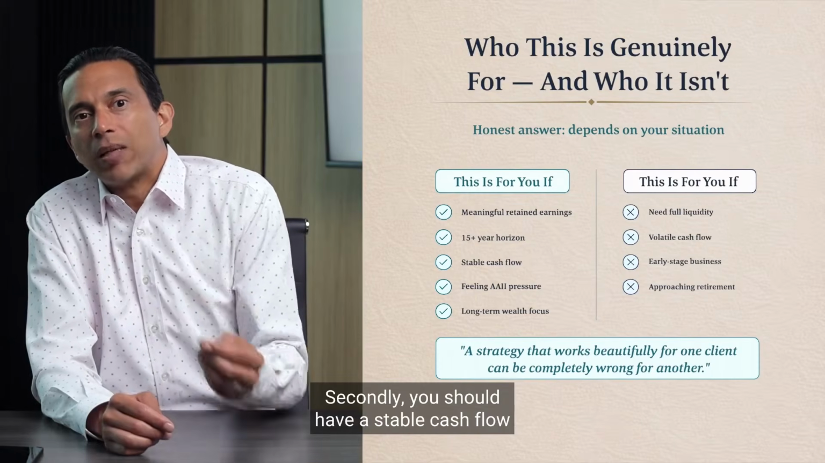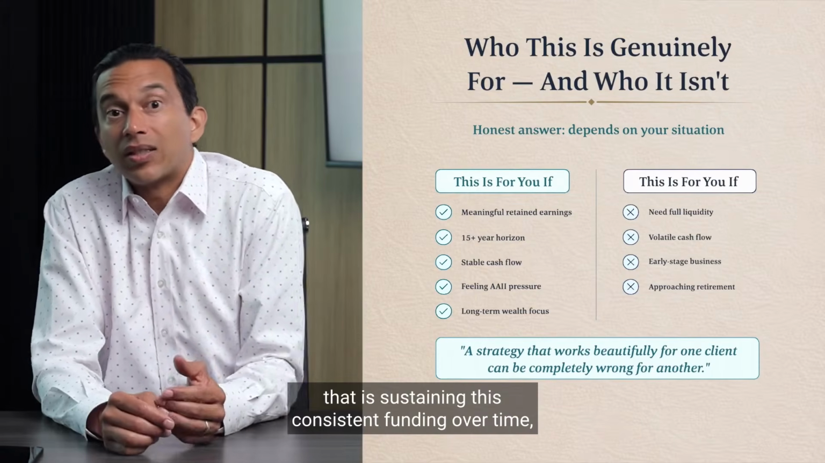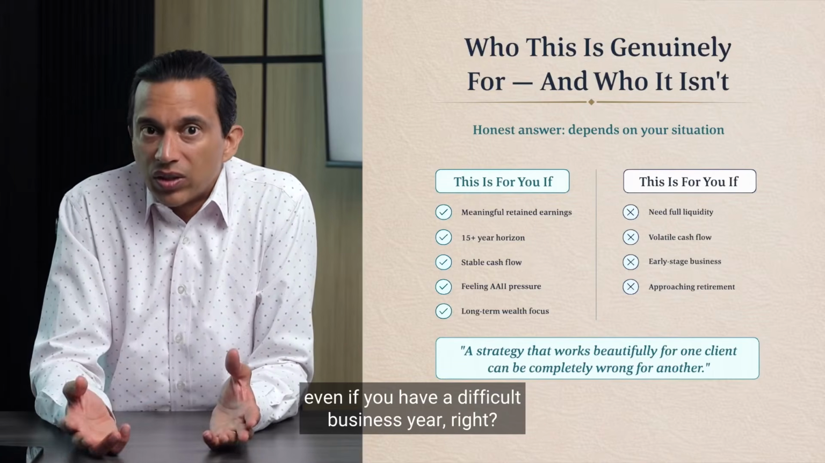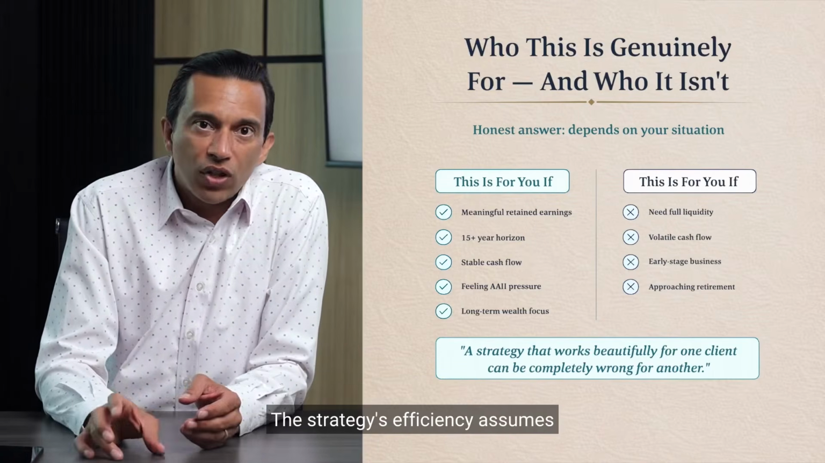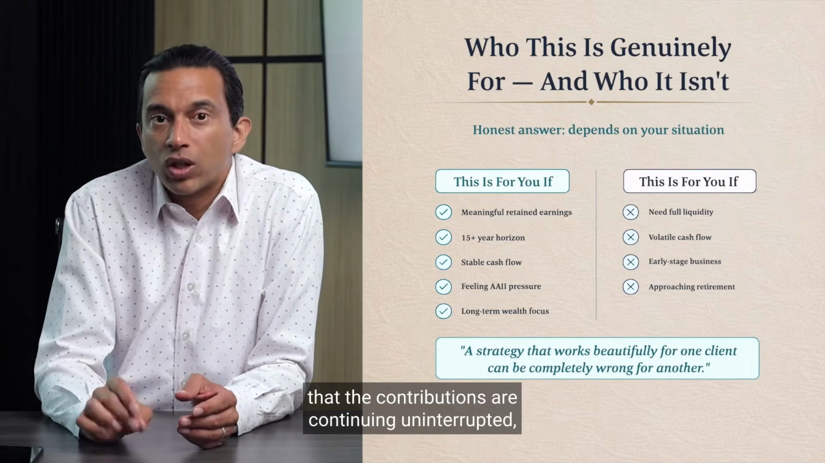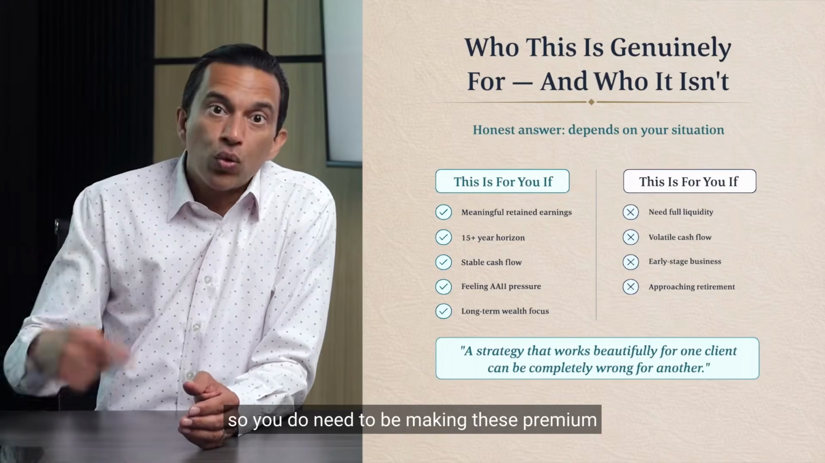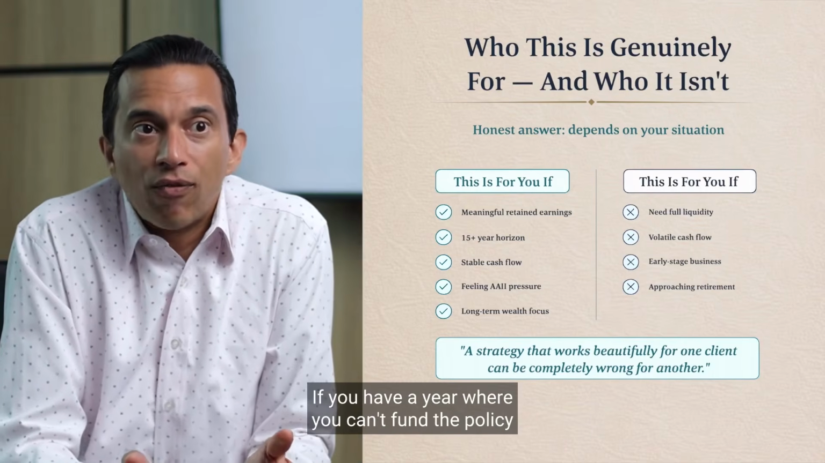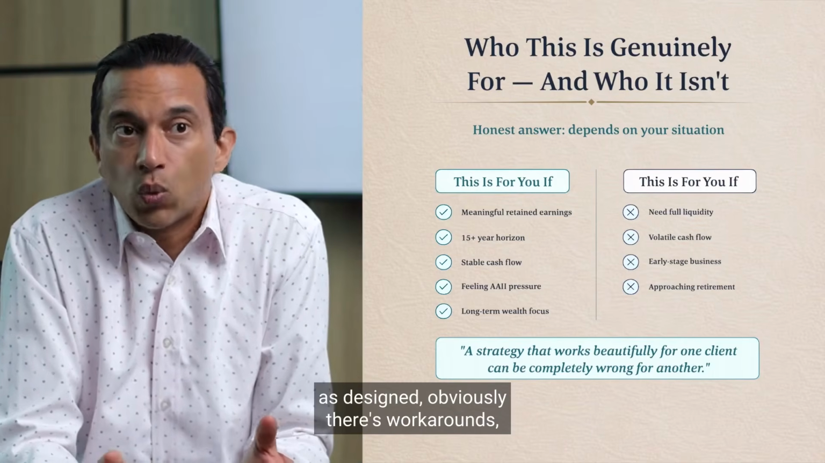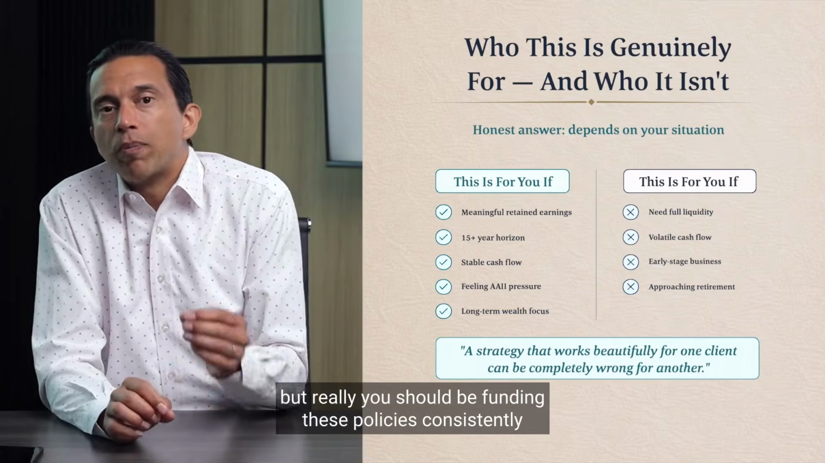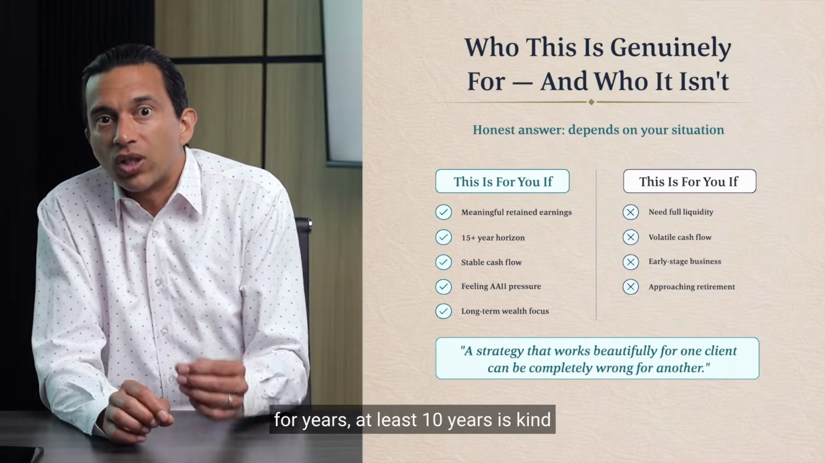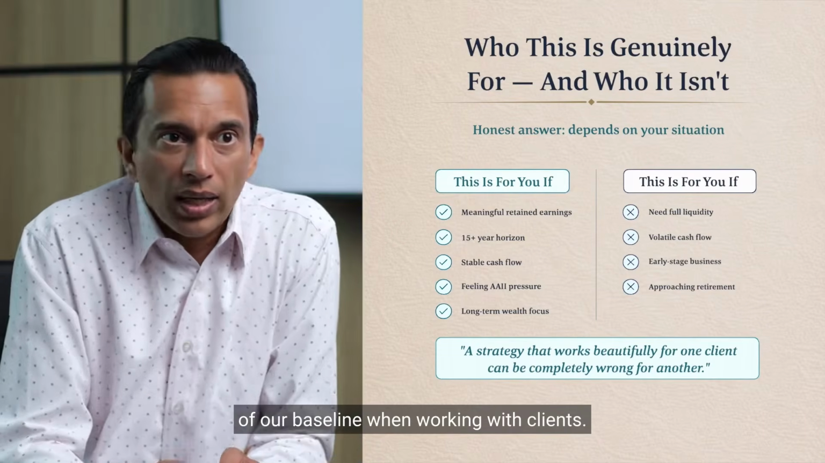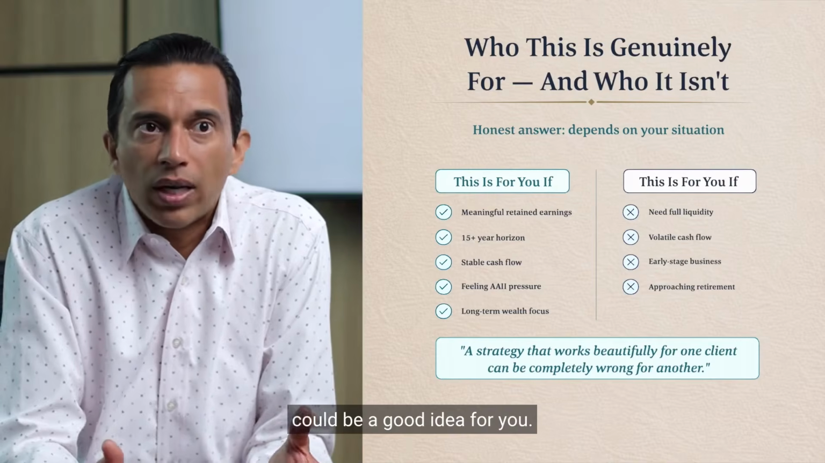Secondly, you should have a stable cash flow that is sustaining this consistent funding over time, even if you have a difficult business year, right? The strategy's efficiency assumes that the contributions are continuing uninterrupted. So you do need to be making these premium deposits every year. If you have a year where you can't fund the policy as designed, obviously there's workarounds, but really you should be funding these policies consistently for years. At least 10 years is kind of our baseline when working with clients. And that's how you know that this could be a good idea for you.